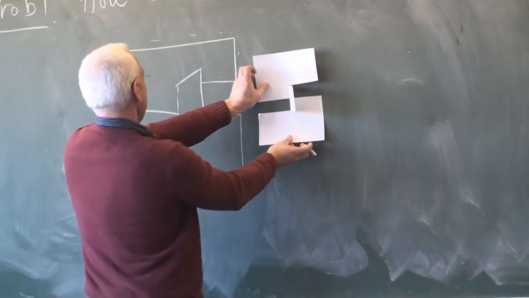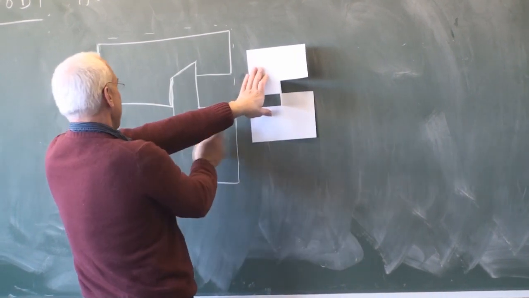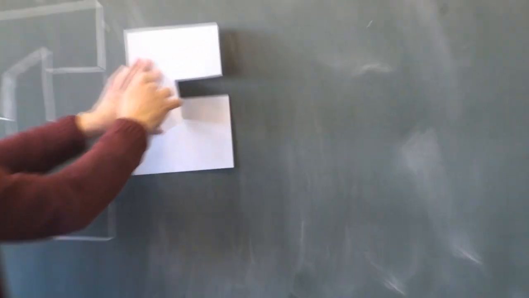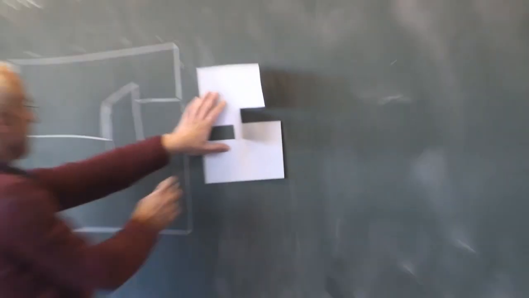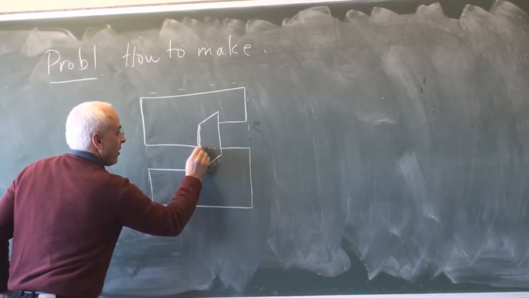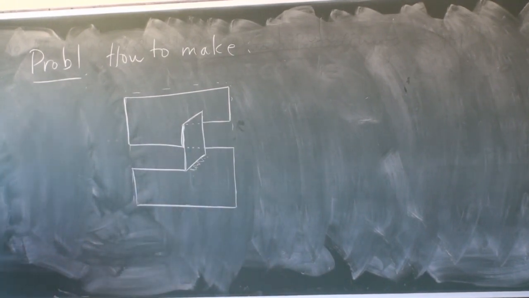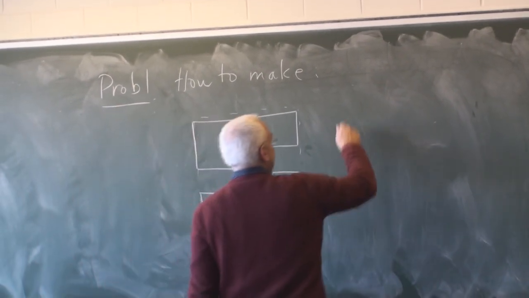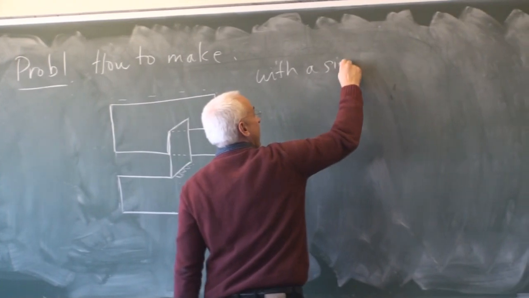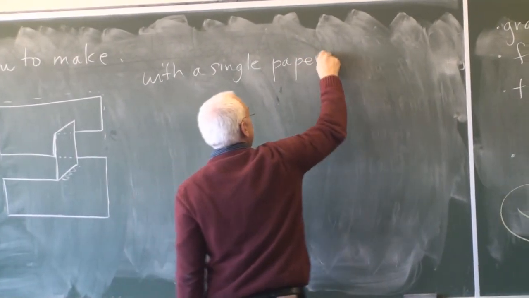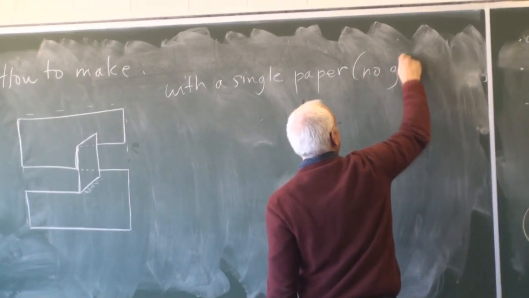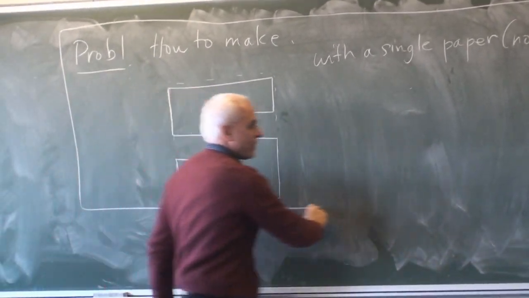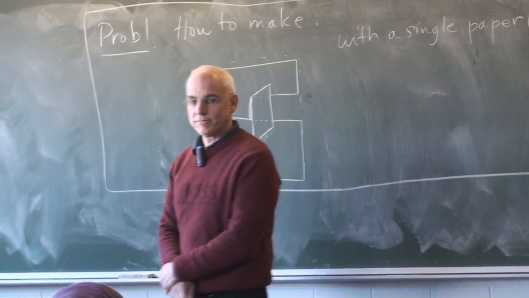Yeah, so there's a fold here, and there's a kind of fold on this side. That part comes up to that fold, and that part comes up to that fold. Behind here there's something. How to make this with a single paper, and no glue. All right, so there's problem number one.